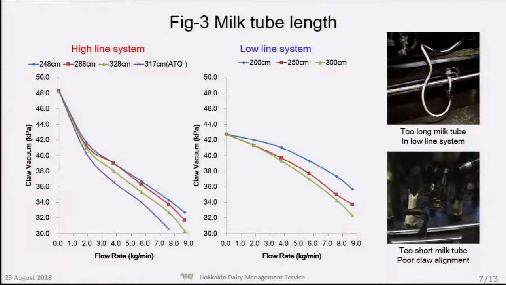Upper side picture shows too long milk tube, lift, long milk tube, and aperture diameter. Lower side picture shows too short milk tube and poor flow alignment. Short milk tube length is better than longer, but too short milk tube sometimes makes poor flow alignment like this picture.